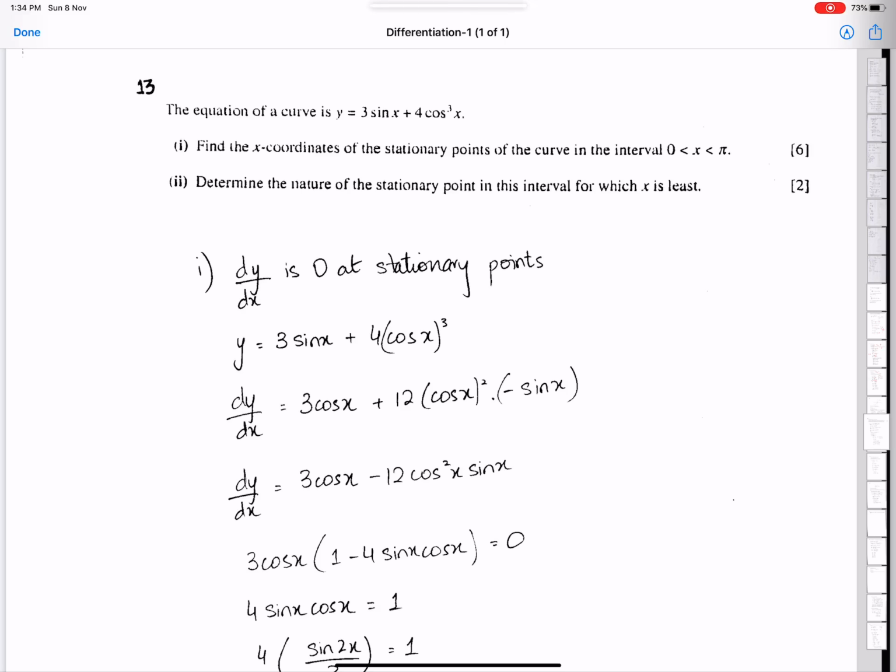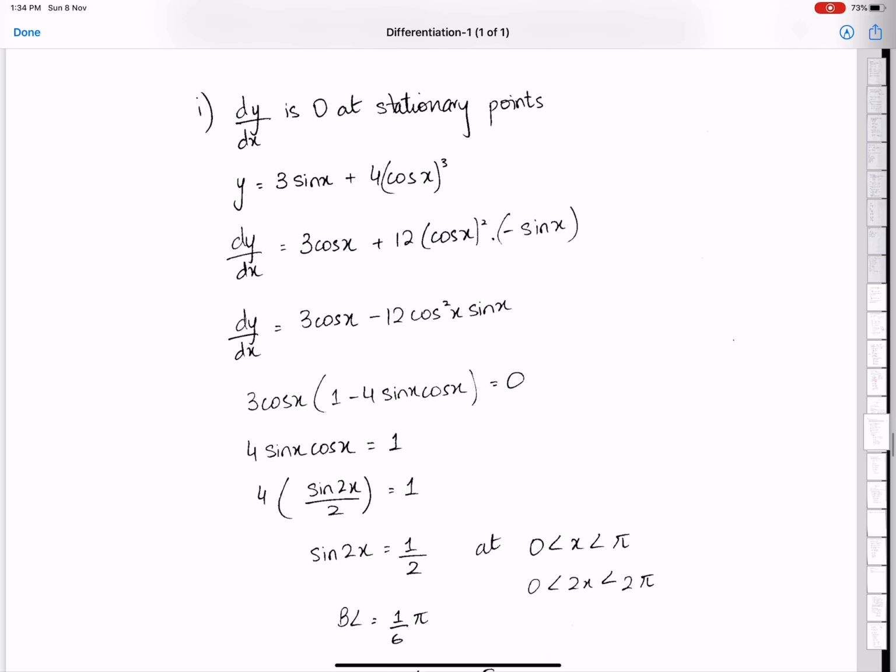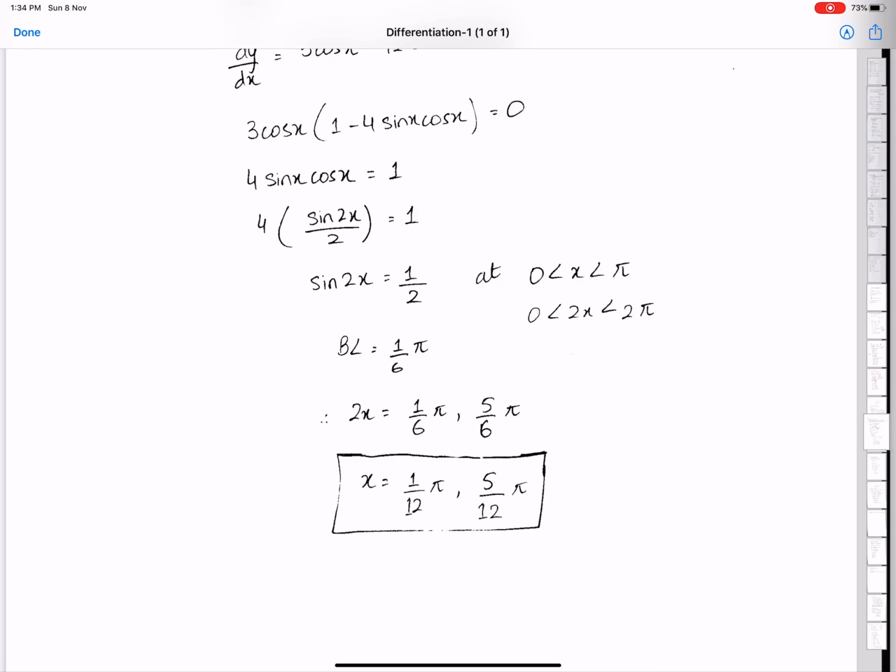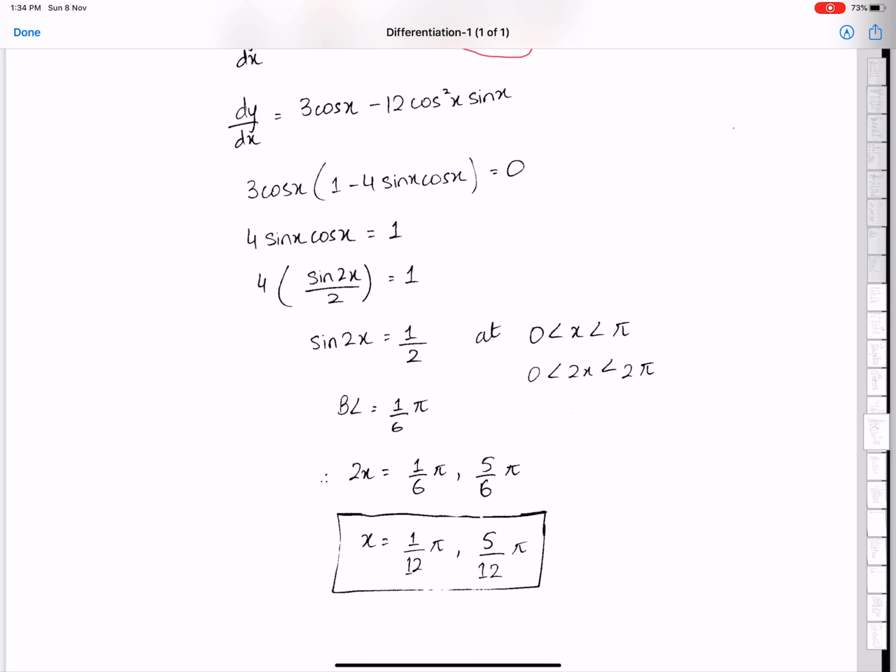So for stationary points, gradient should be 0. So dy upon dx is 0 at stationary points. We all know this. So the differential of sine is cos, and this is the composite. So this will become 12 cos power 2, and the differential of cos is negative sine. If you are good at trigonometry, you can easily handle this equation. Well, sine is positive, so it must be in first quadrant and second quadrant. So there are 2 answers.